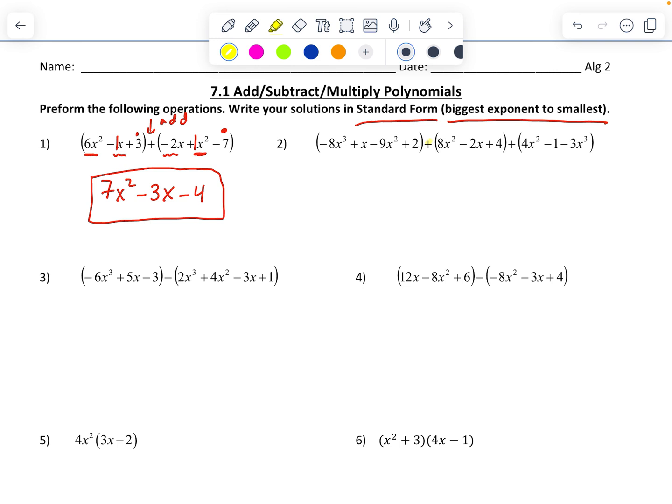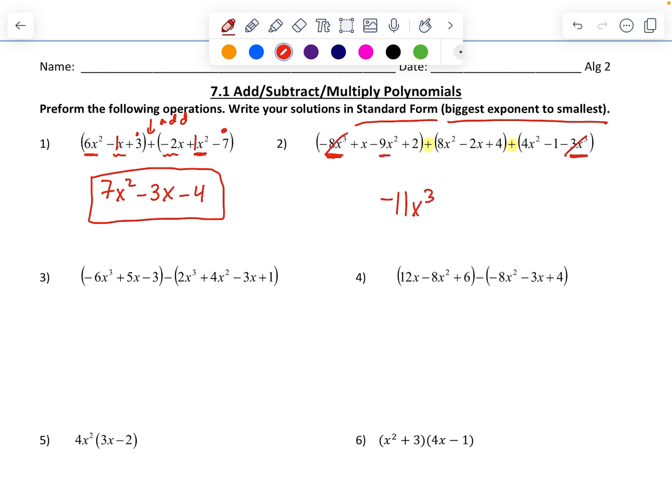I see plus signs, an addition sign and an addition sign. So I am just combining like terms, going from biggest exponent to smallest. The biggest exponent I see is a cubed, and I see another one here. Those are the only two. So negative 8 plus negative 3 is negative 11x cubed. If it helps, you can cross them off as you go, especially when they're big like that.